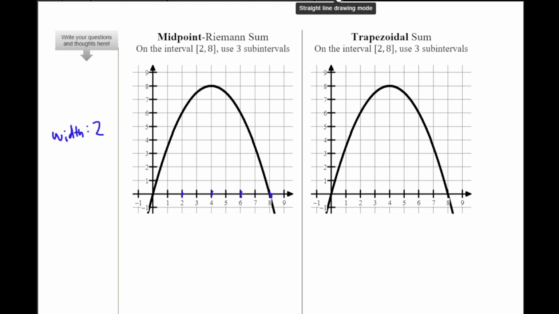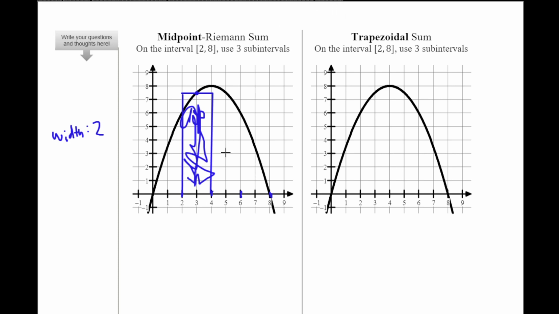So what we're doing here is we're taking the height. So the first rectangle is from 2 to 4. We take the height at the midpoint. So from the 3, you go up to where the graph is. It's about right here. That's where you draw the top of your rectangle. That's the height of your rectangle. That's the area of your first rectangle there.